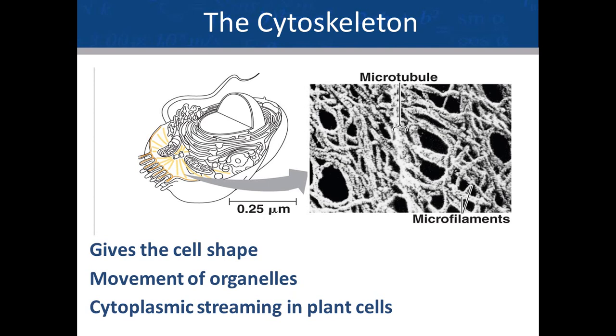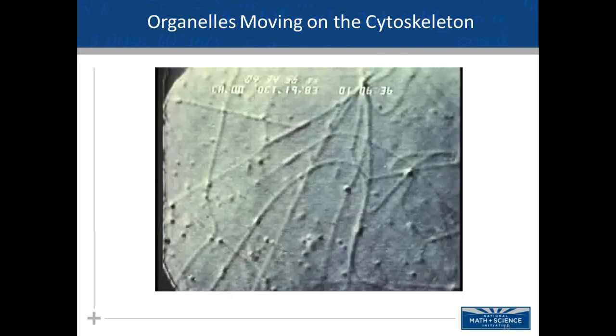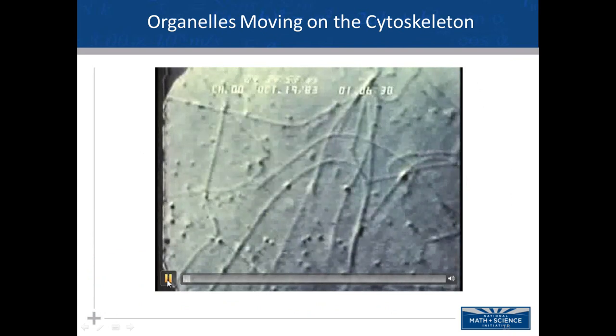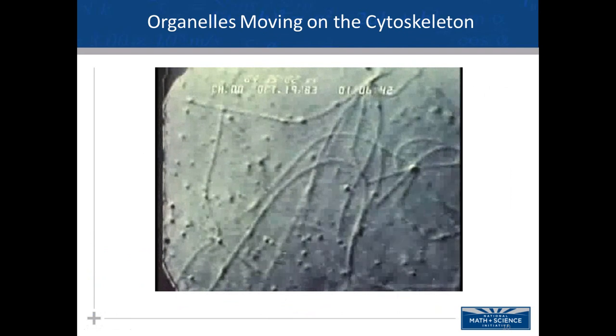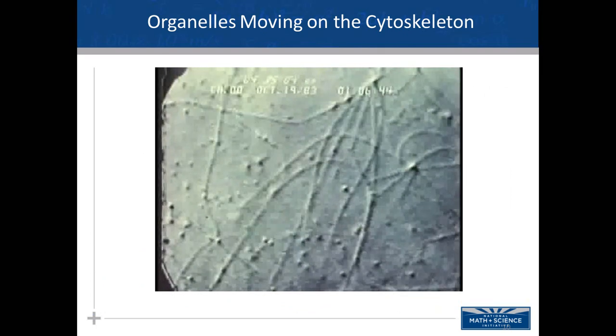There are three types of structures found in the cytoskeleton. You have your large microtubules, and then you have your smaller microfilaments. And in between the two, you also will find a class of intermediate filaments. So this is a nice little video that shows the cytoskeleton and things being moved on the cytoskeleton. Kind of cool.